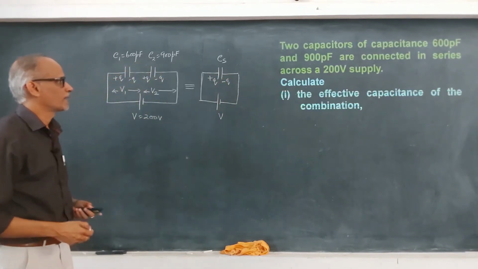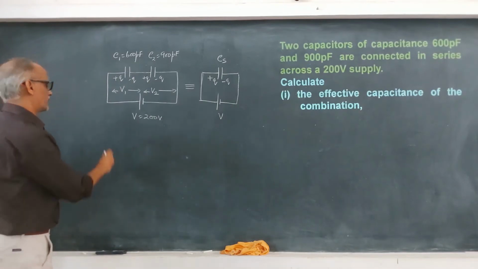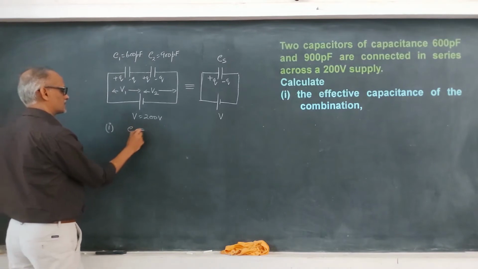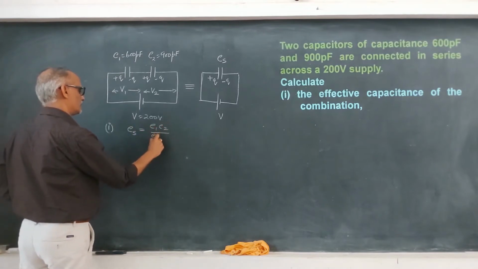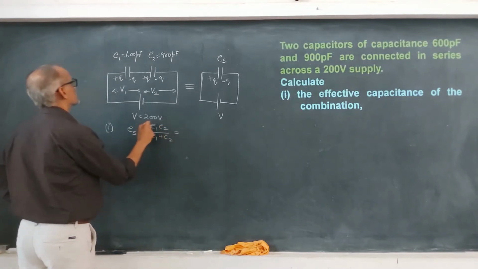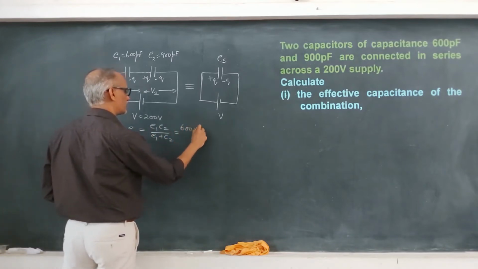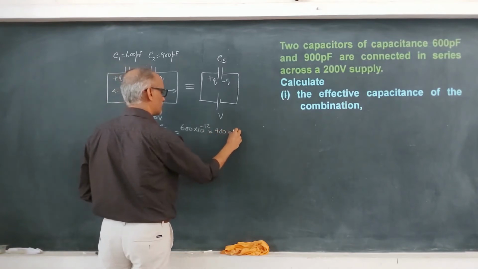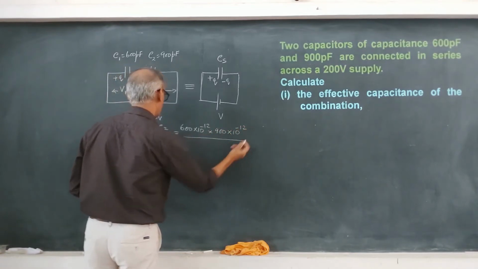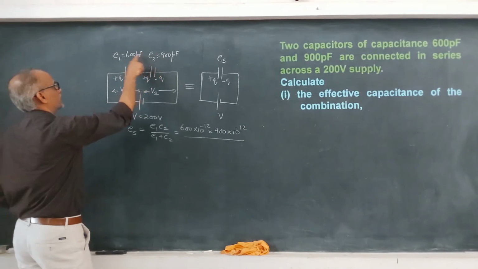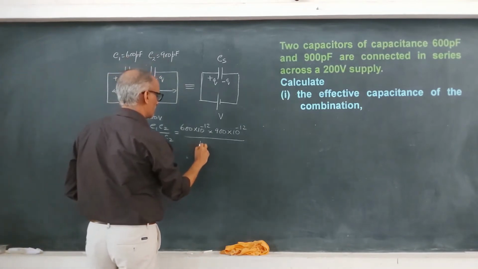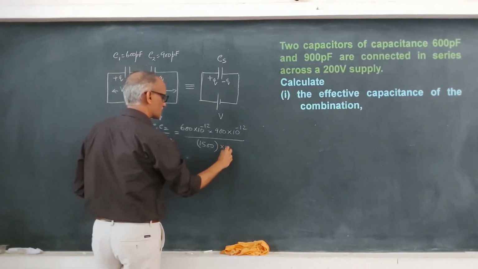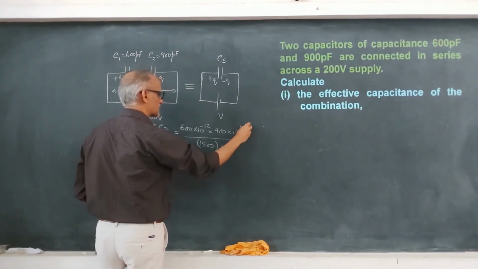First one: calculate the effective capacity of the combination. So choice 1, effective capacity. How do you find effective capacity? CS is equal to C1 C2 by C1 plus C2. C1 is 600 pico, 10 to the power minus 12, into 900 pico, again 10 to the power minus 12, divided by C1 plus C2, 900 plus 600, which is 1500, and the common factor is pico, again 10 to the power minus 12. So this will get cancelled here.